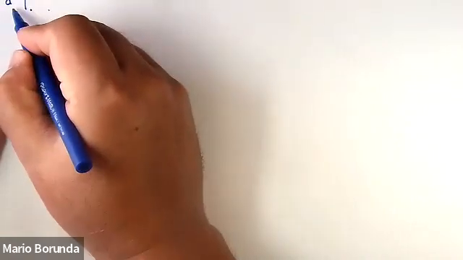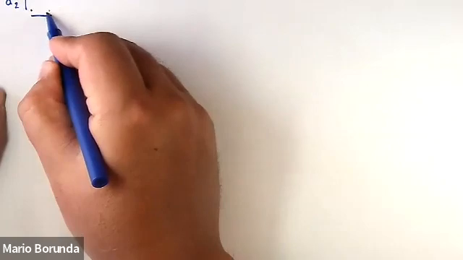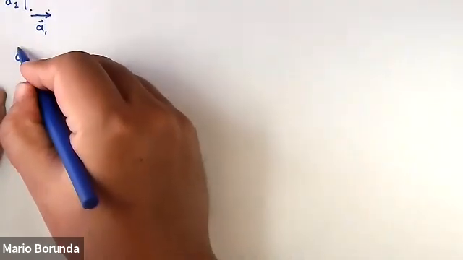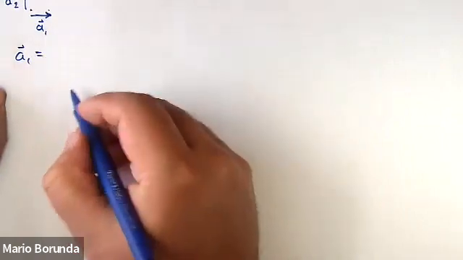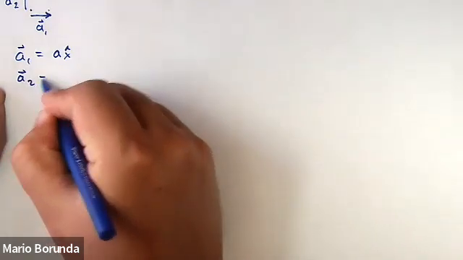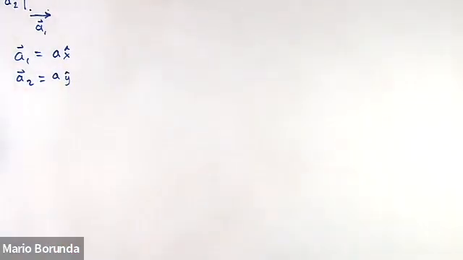So then we have that this vector is A, to be consistent with last time, let's call this one A2. And this vector right here is A1. And then we have that A1 is equal to A in the X direction. A2 is equal to A in the Y direction.